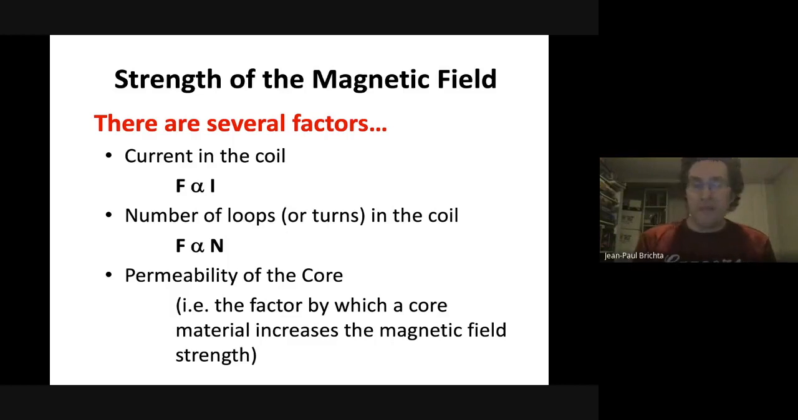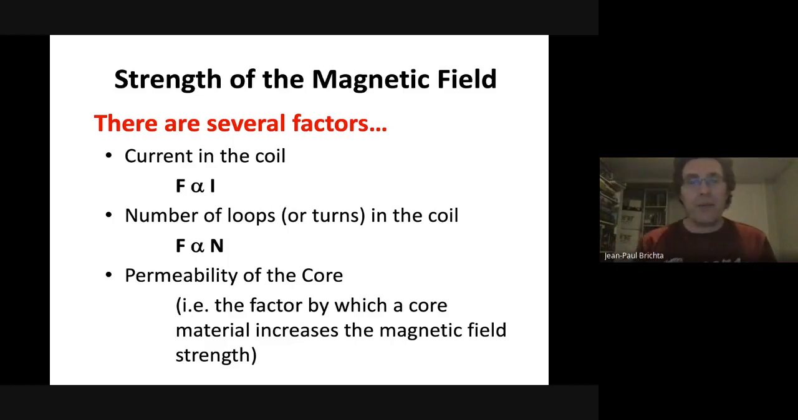And the last one is a little bit of a tricky one. It's called the permeability of the core. Now, we spend more time in grade 12 talking about this, but the idea is that I said at the beginning that a solenoid can have an air core, meaning that there's nothing inside of the coil. It's just kind of a coil.